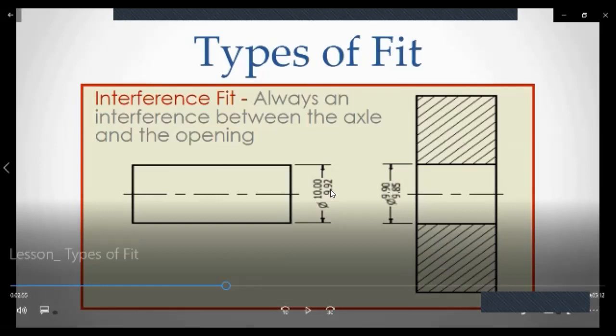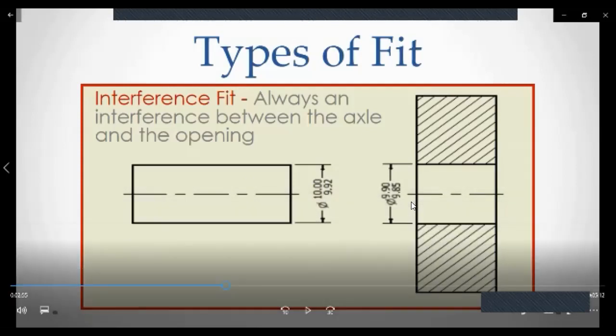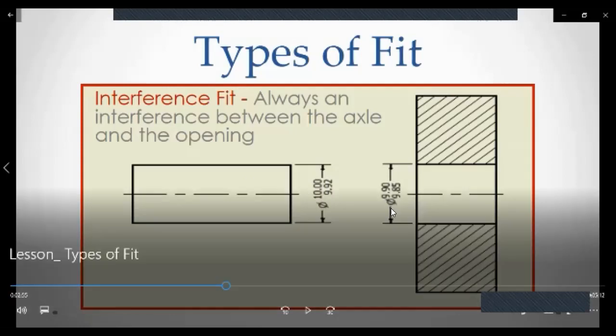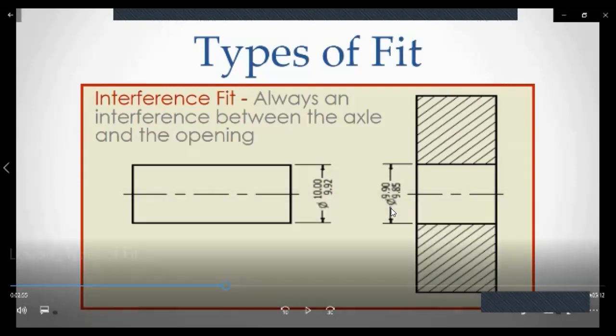You see, what is the maximum amount of shaft size that we can have? 10, right? And what is the minimum amount of hole size that we can have? 9.85. Exactly the opposite case of what you had taken for minimum interference. Exactly opposite parameters you take. You have 10 as a maximum shaft size and 9.85 as the minimum hole size. Then this will result in a maximum interference, right? So how much is it? 10 and 9.85, so you have 0.15, right? That's the maximum interference that you'll have.